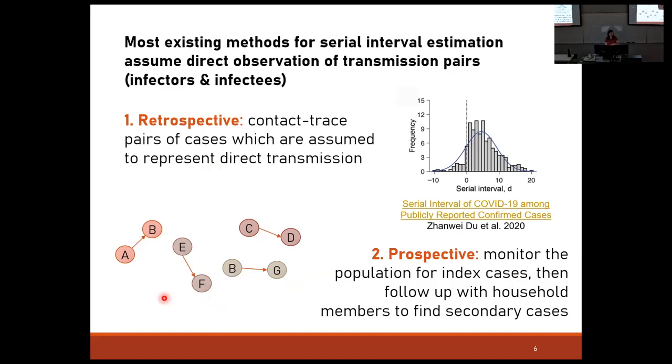I've just made up some people, you know, we decide that A infected B, E infected F, and so on. And you can also do this prospectively, for example, by monitoring your population for index cases and then following up with people in their household or otherwise to try and find these pairs of infectors and infectees. And then I've included an example here. Once you've got all those pairs of cases, as they did in this paper by Du et al. for COVID, you can plot the distribution of all your serial interval pairs, so the symptom onset time difference between all of these pairs, and fit your favorite distribution or however you want to estimate the serial interval.